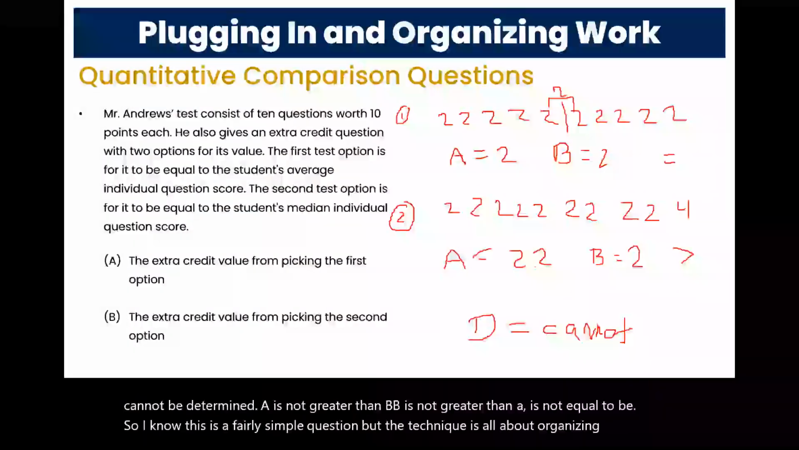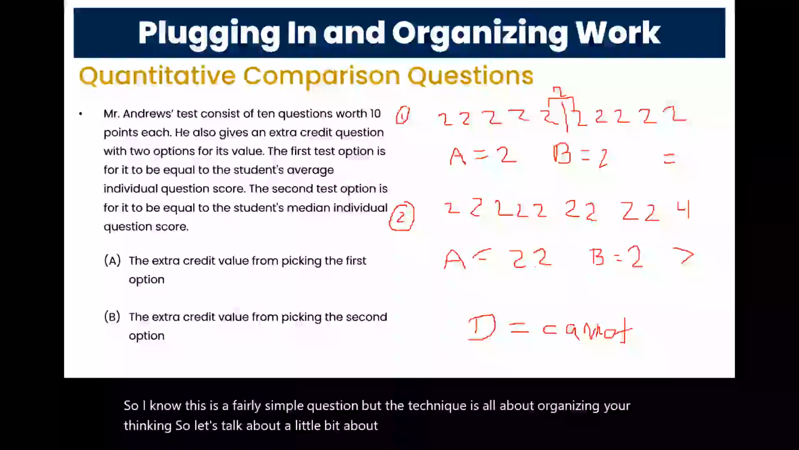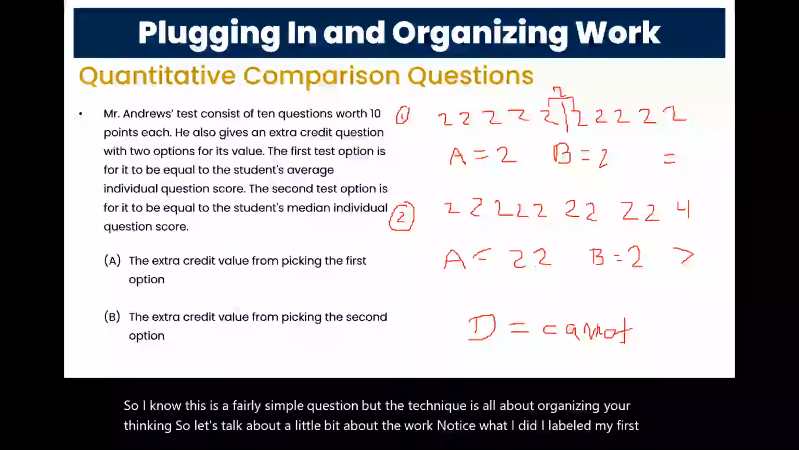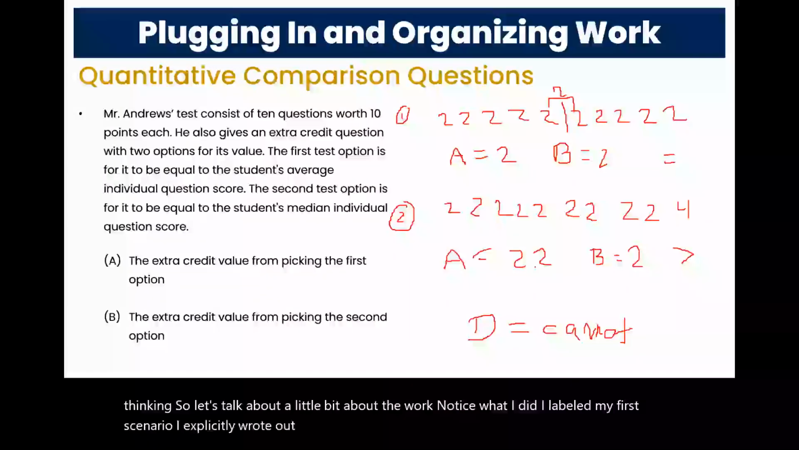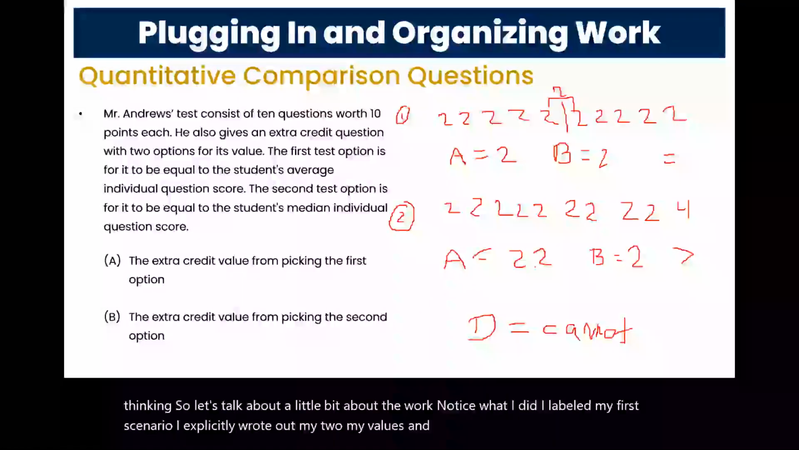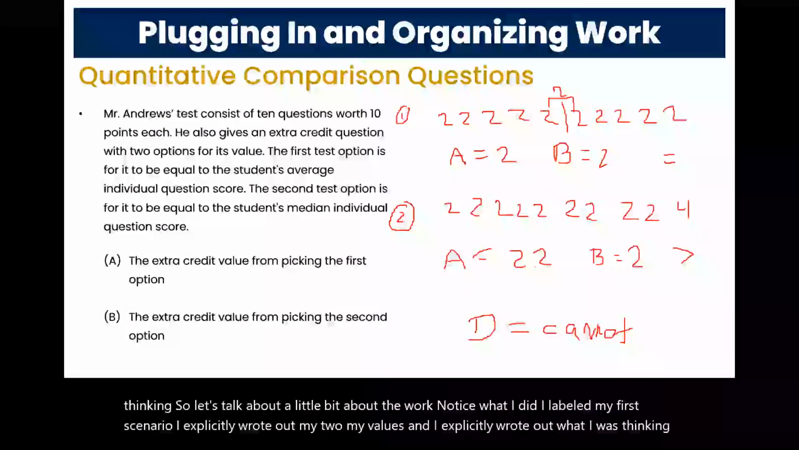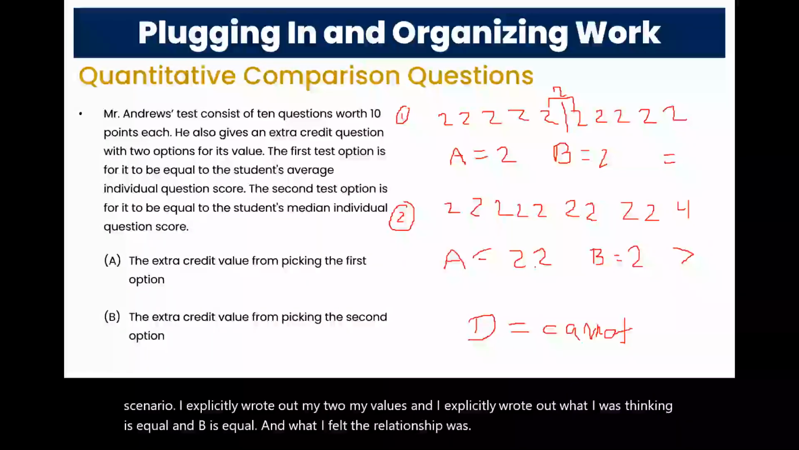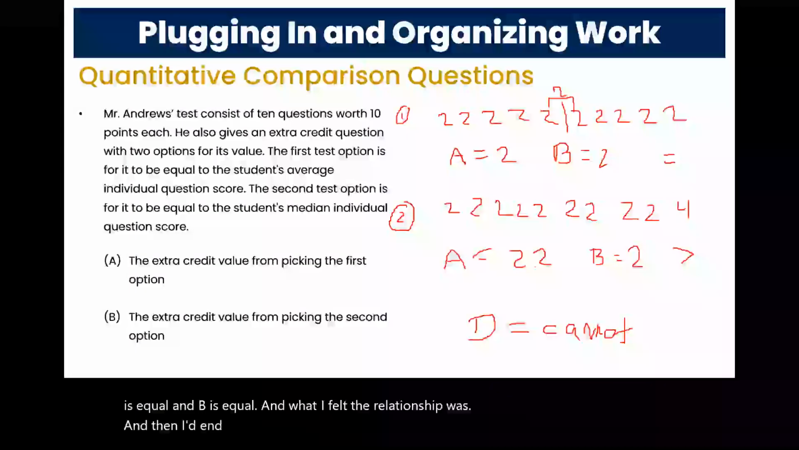So let's talk a little bit about the work. Notice what I did. I labeled my first scenario. I explicitly wrote out my values, and I explicitly wrote out what I was thinking, A is equal and B is equal, and what I felt the relationship was. And then I again did it for the second scenario.